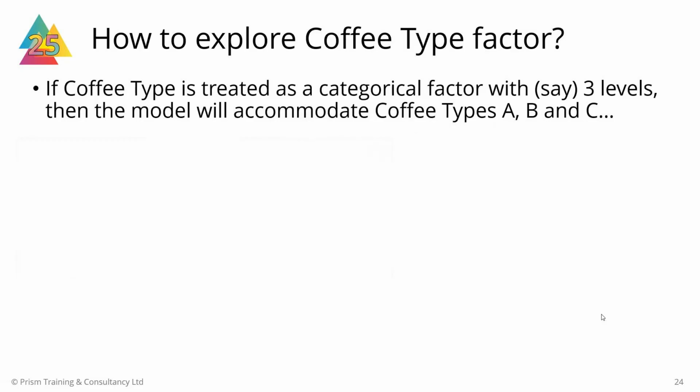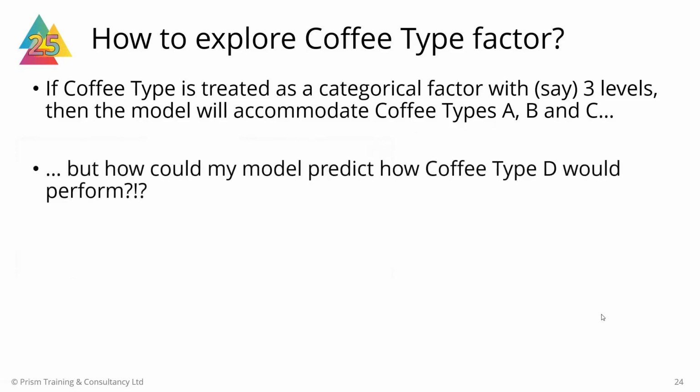And if we set that with 3 levels, we could set up our design to look at coffee type A, B, and C, which is great until we want our model to predict what coffee type D would taste like. Well, that's not going to be possible, because obviously our design wouldn't have looked at coffee type D. So this way of labeling factors in this categoric sense is always going to be somewhat limited. And I wanted to move away from that and find an alternative approach.